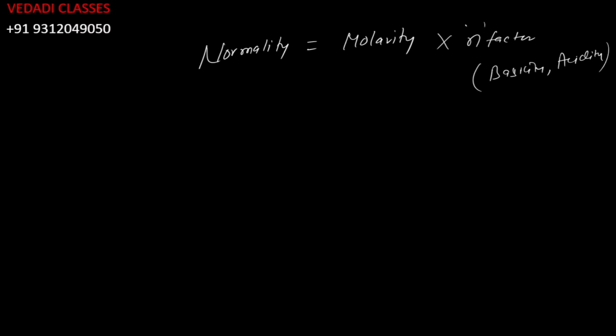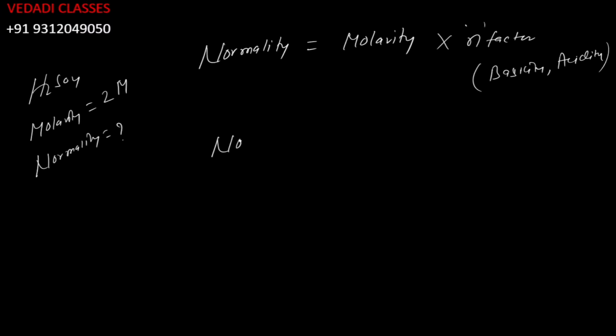Suppose, if I just give you an example, like H2SO4 has a molarity of 2. Molarity is represented by this 2M. Capital M is the molarity, a small m is the molality. So you should also keep in mind, molarity is equal to 2M. Find its normality.